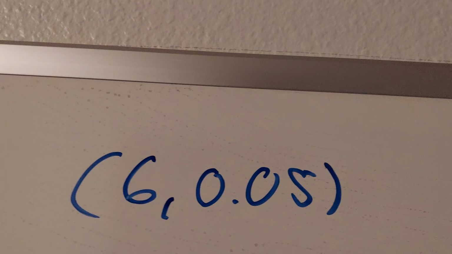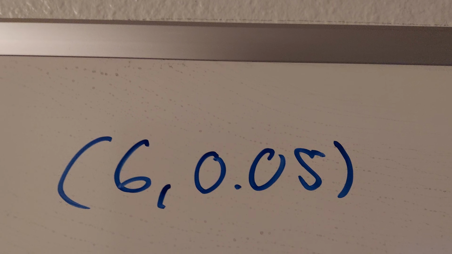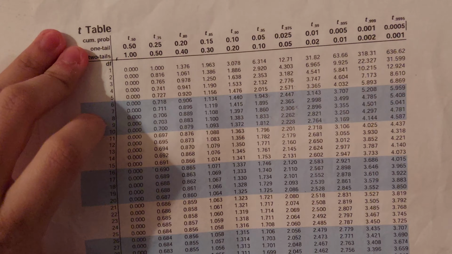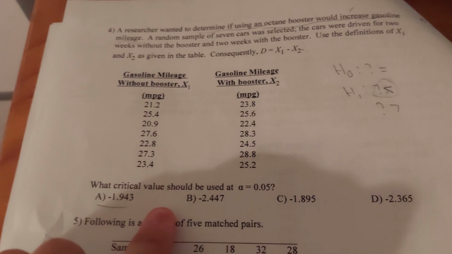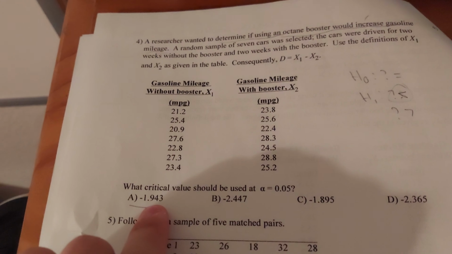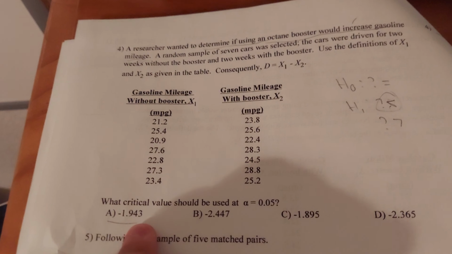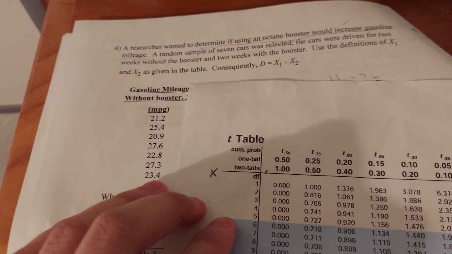So let's move on. All right, now we got our degrees of freedom 6 and alpha 0.05. Now we can just go here and pick our 6 right there. But we don't know if it's a 1-tail or a 2-tail. So this is where we can either look in the paragraph or we can look at the answers, in which the answers show a negative number, meaning a 1-tail. Since if we had a 2-tail, it would be positive and negative. So in this case, it is 1-tail.